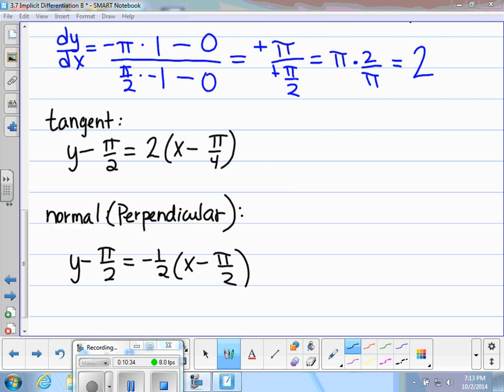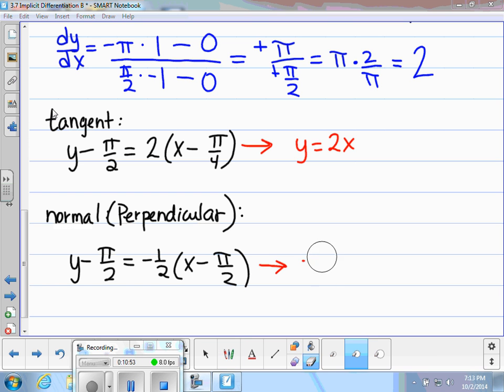Okay, so there are my equations. To save time, I'm leaving them as is. If you really want to, the slope-intercept form is y equals 2x. Yes, all of that simplifies to that. And the slope-intercept form for the normal is negative 1. Oh, totally forgot about y. My bad. y equals negative 1/2 x plus 5 pi over 8.